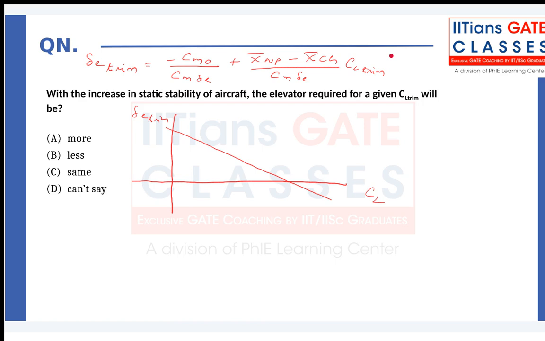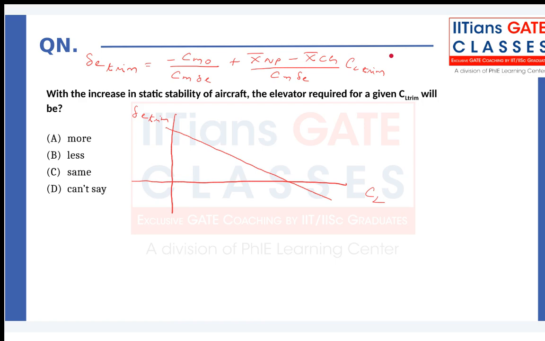Okay, so one answer is less. What about the others? Same. Okay, what about the others? CM naught remains same, yes. If I deflect the elevator, CM naught doesn't remain same. So this question, they've asked you how much will the elevator deflection change. So CM naught is anyway not remaining same. CL trim remains same. Okay, so they've said for a given CL trim.